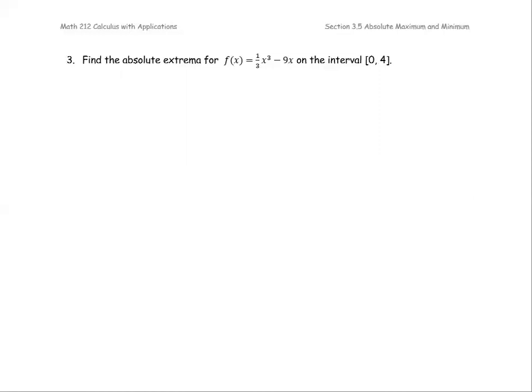For problem 3, we find the absolute extrema, or absolute max and absolute min, for the function f of x equals 1 over 3 times x to the third minus 9x on the interval 0, 4. The first step, we're going to find the critical values.